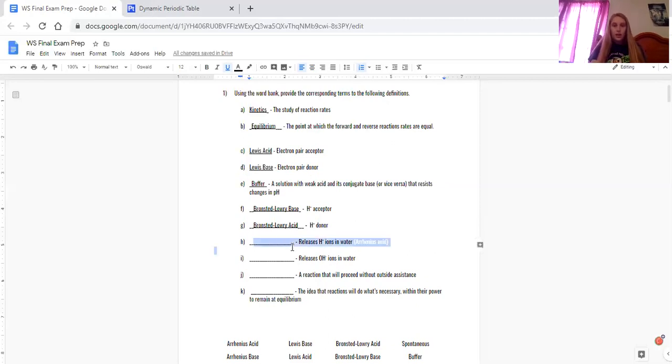The release of hydrogen ions in water, what is that going to be? So that's going to be our Arrhenius acid. And the opposite of that, releasing OH minus ions, or hydroxide ions, in water, that's going to be our Arrhenius base.